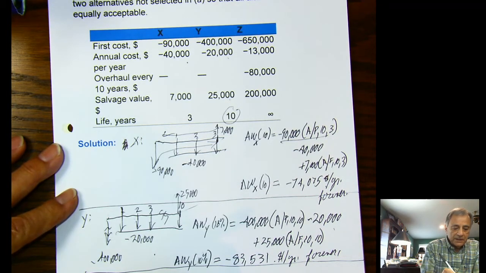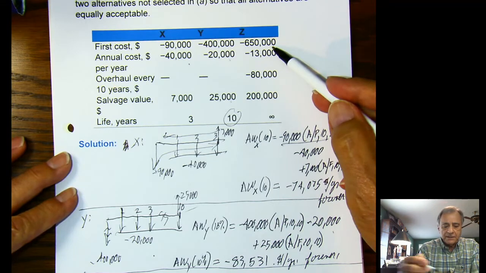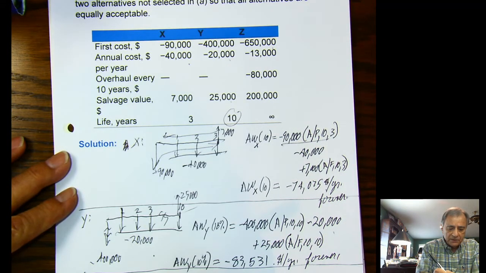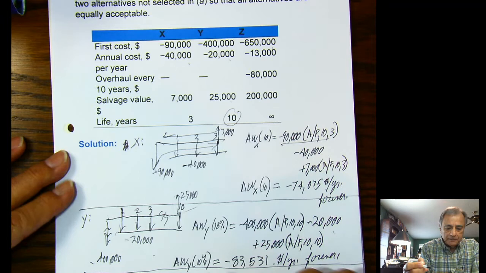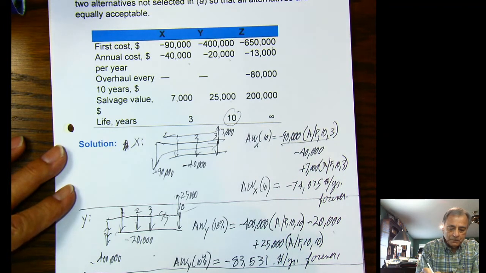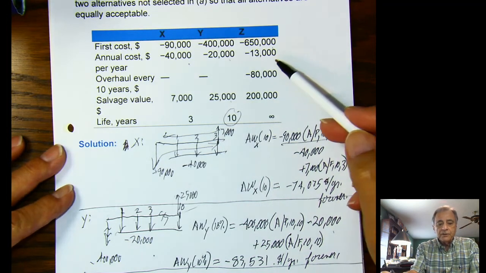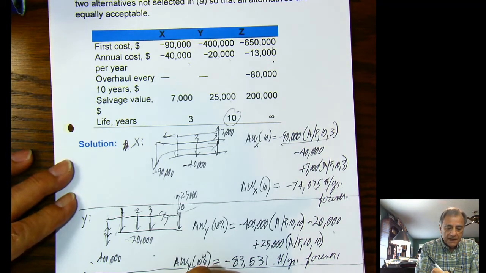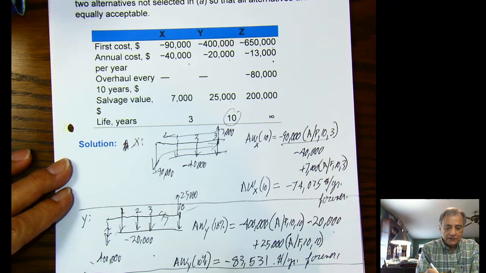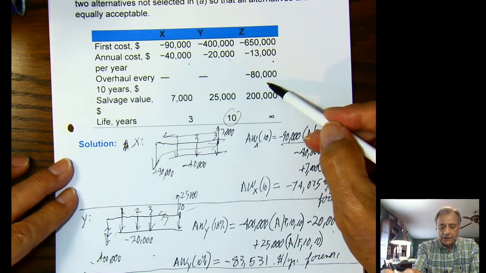If we look at Z, we're going to get minus 650,000 at time 0. 650,000. And this is going to go on towards infinity. And then 13,000 a year, that's going to happen every year as we go along. And then 80,000 overhaul at the end of 10 years.